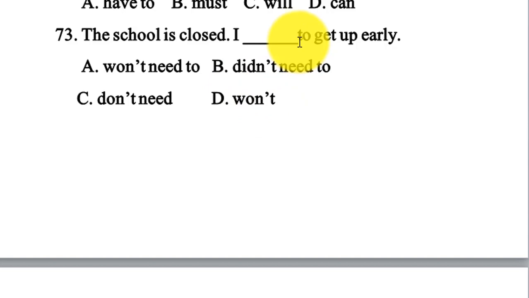Do not need to get up. It's not necessary to get up early because the school is closed. Do not need to. Doesn't need to. Yes, do not need to, or doesn't need to. Needn't without an infinitive. I needn't get up early.